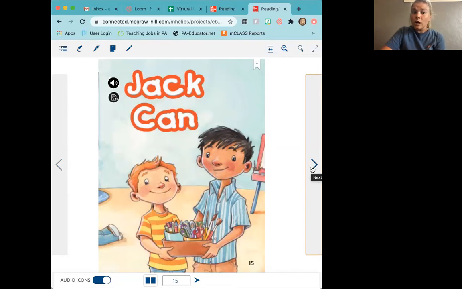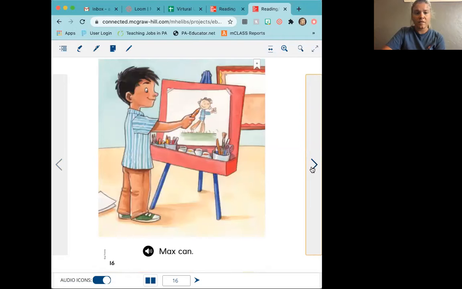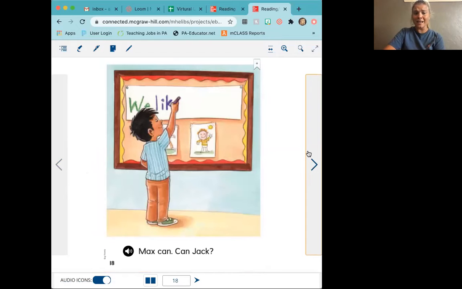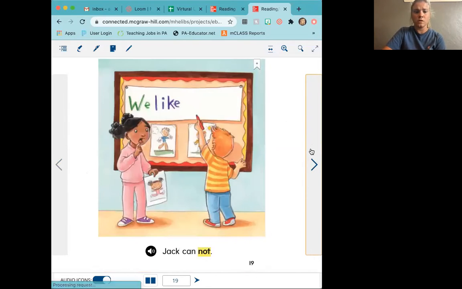All right, the story is called Jack Can. Max can. Can Jack? Jack can. Do you see that they're painting a picture? Max can. Can Jack? It looks like Max. What do you think he's doing right there? Yeah, he's writing a sign or a poster. Jack cannot. I want you to think, why do you think Jack cannot? Yeah, I agree. He doesn't seem like he's tall enough to get up there to write either.